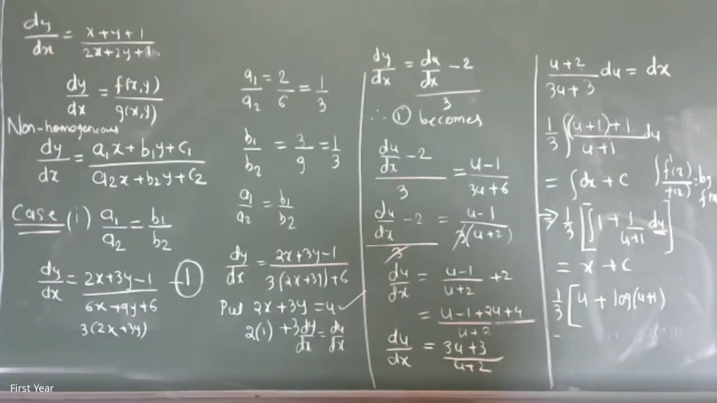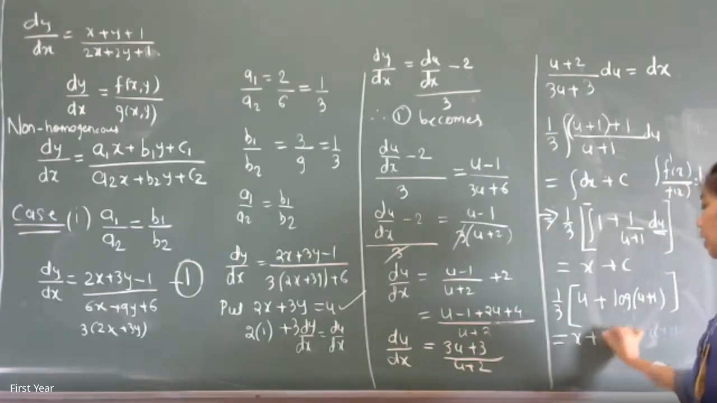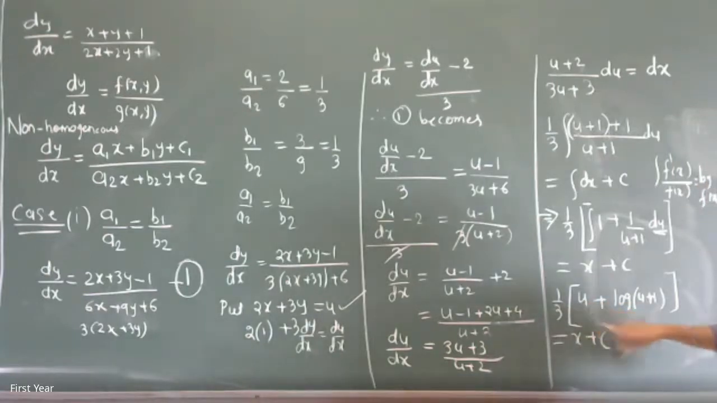Integration of f dash of x upon f of x is log of f of x. So 1 upon u plus 1 integration will be log of u plus 1 is equal to x plus c. Now let's substitute the value of u here as well as here. What's the value of u? 2x plus 3. Here 2x plus 3. That will be the final answer. Clear? Yes, ma'am.